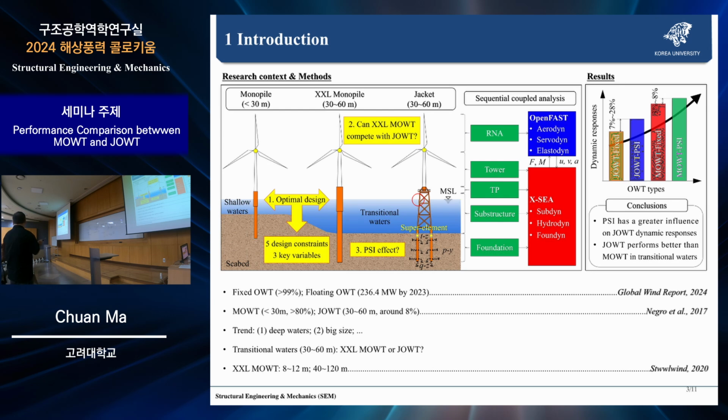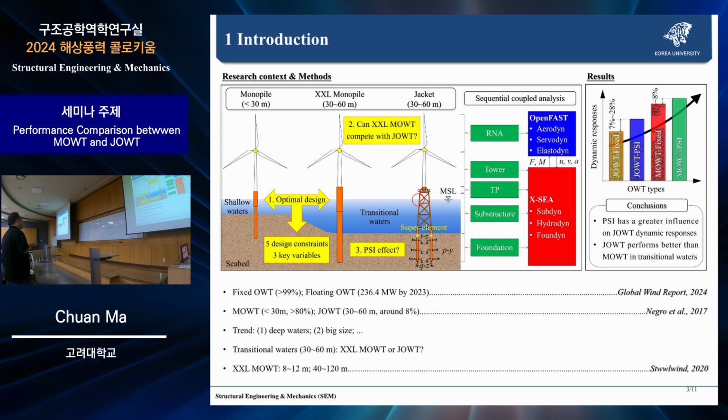And for fixed wind turbines, according to the different water depths, we can use different substructures. The monopile offshore wind turbine is suitable for water depths below 30 meters and accounts for 80% globally. And the jacket of the wind turbine is used for water depths between 30 and 60 meters and accounts for around 80%.